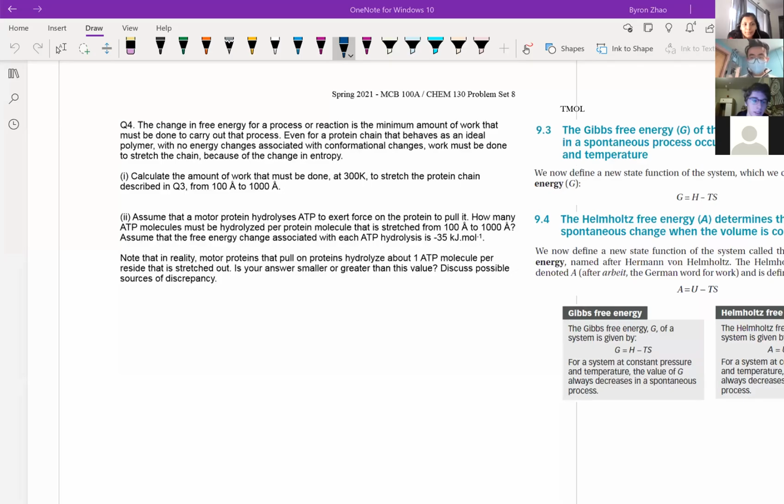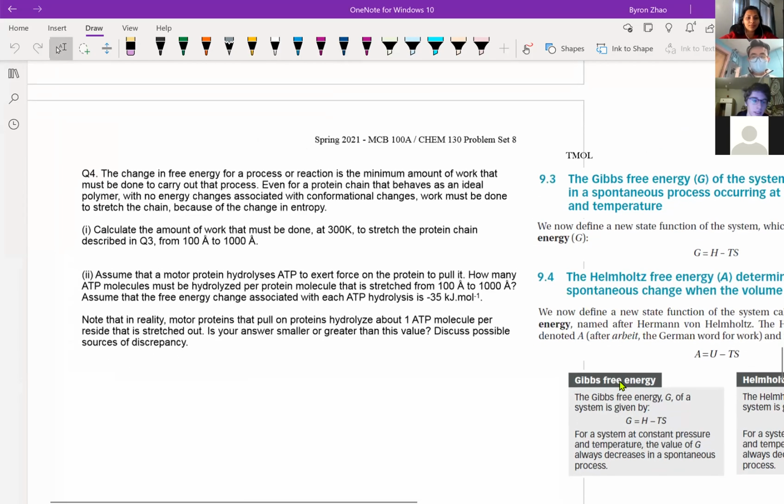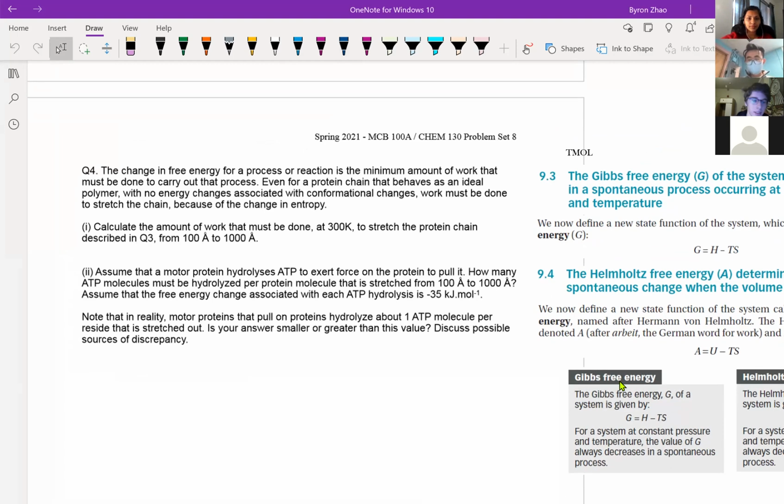Okay, I'll be covering question 4. Can everybody hear me clearly? I assume that's yes. Okay, so this question is basically a continuation of the previous question. We're still considering the same ideal polymer, and we're trying to calculate the free energy change, stretching from 100 Angstrom to 1000 Angstrom. So I feel like it's quite a straightforward question.